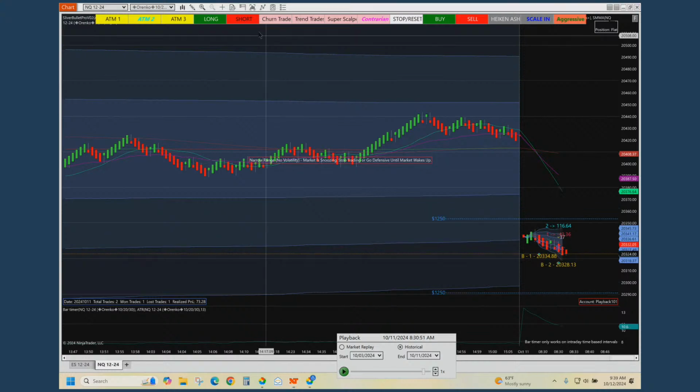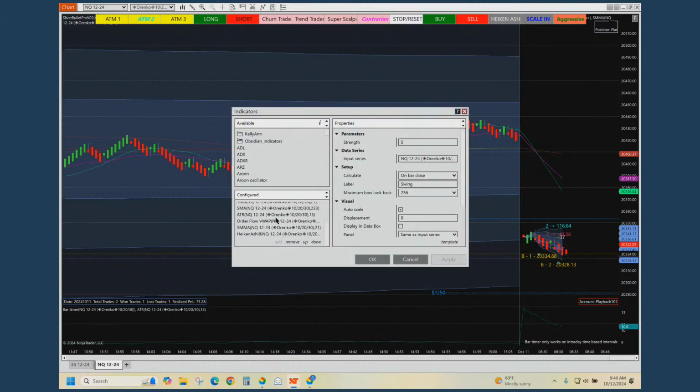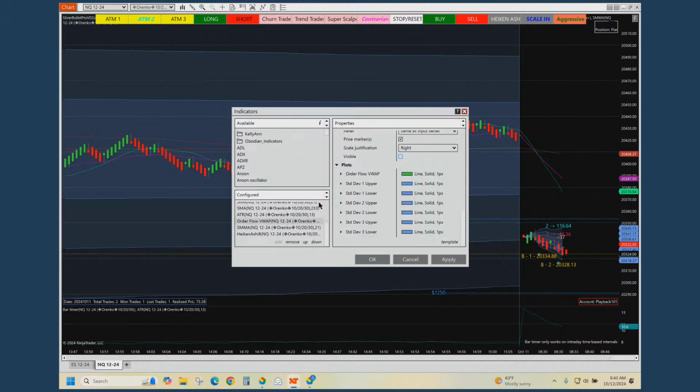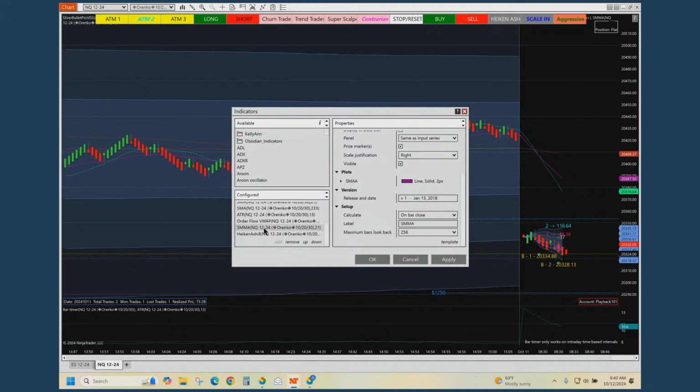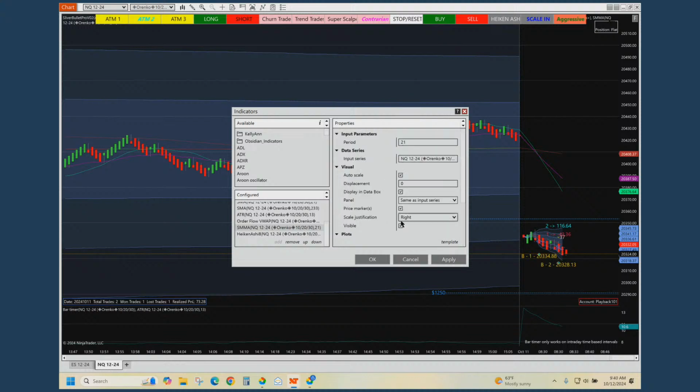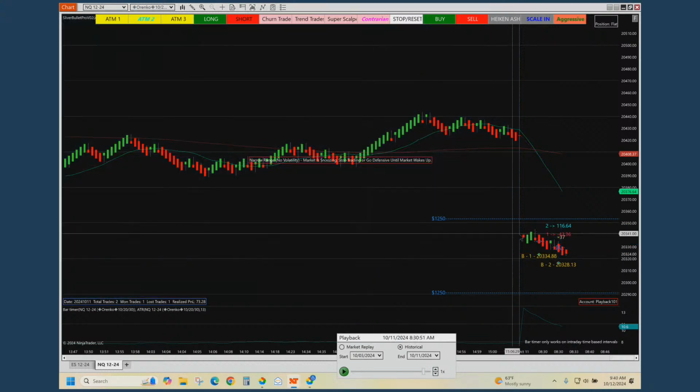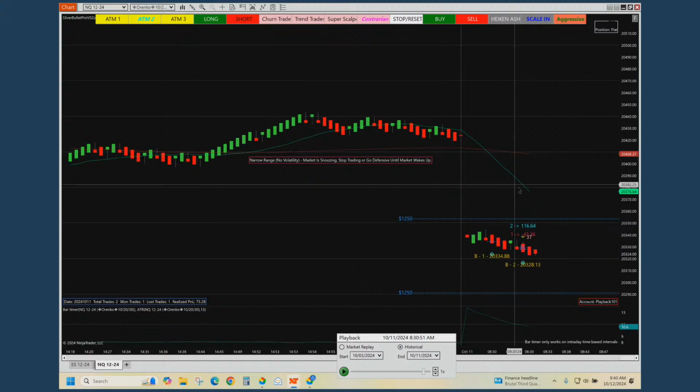In fact, let me remove certain parameters from here, so it's cleaner to view. Easy for you to see what's going on. So I just have 2 indicators, nothing else, so it's easy to see. I will turn the time playback mode on and wait for my next trade.